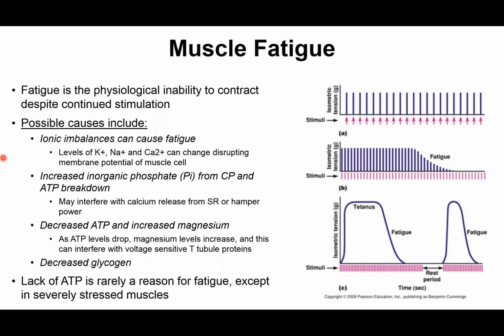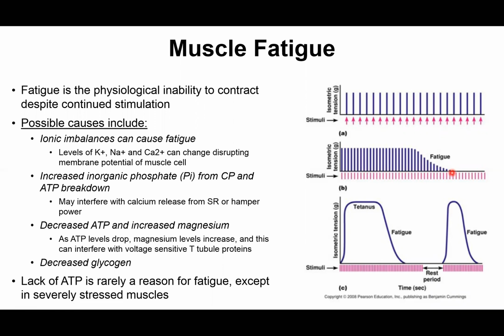And what this graph over here is showing you is that for isometric contractions, for example, same length contractions, like pushing up against the wall, if you give a whole bunch of stimuli to these muscles, eventually you're going to get tired of pushing against that wall. Your body is physically tired, and you start to decrease the tension of your muscles.